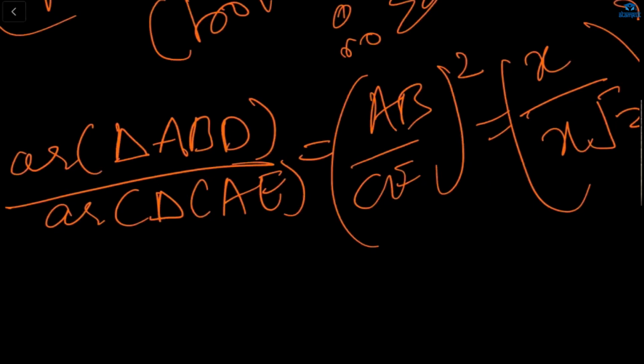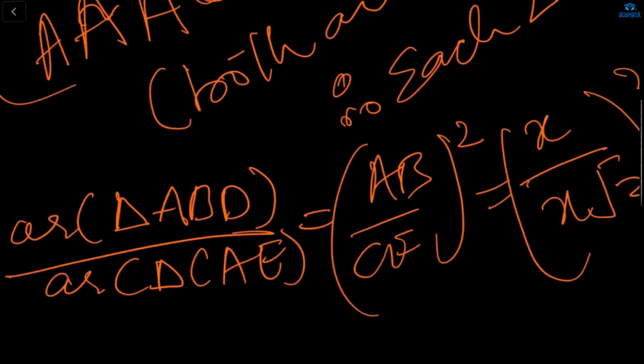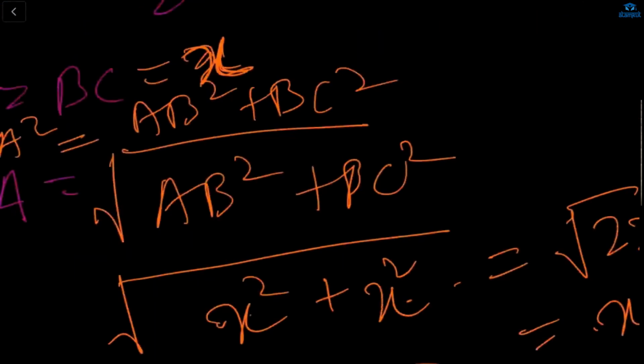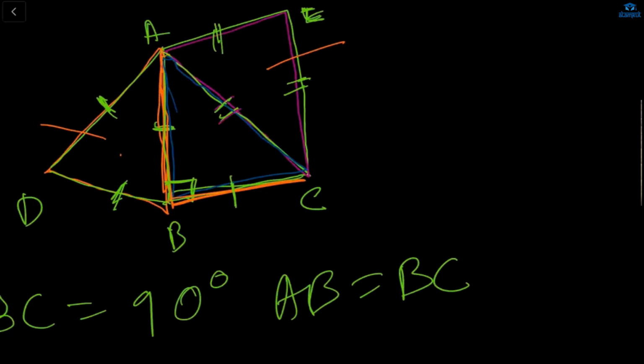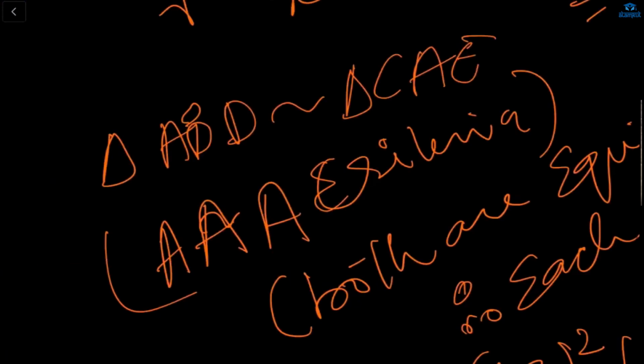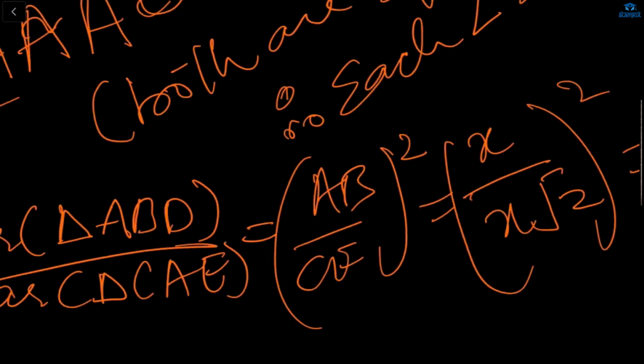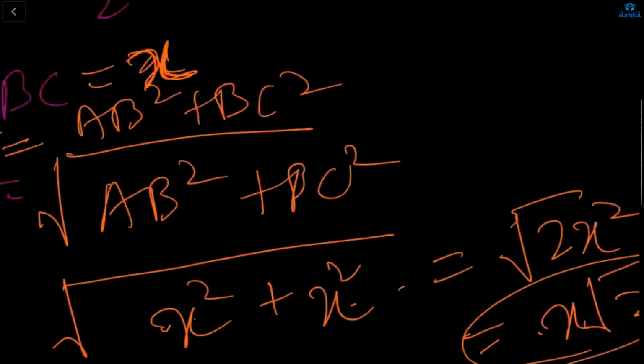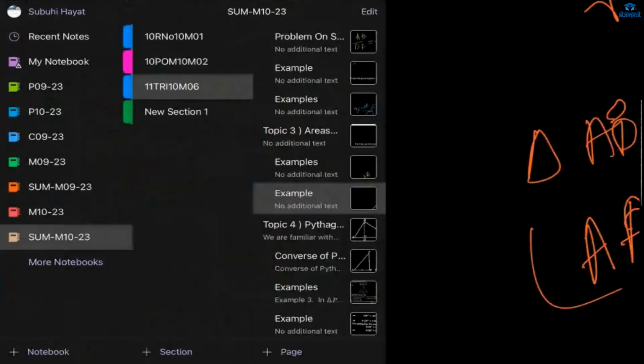First we proved that both the triangles are similar. Once we proved they are similar, we come to know the ratio of the side AB by CE, the value of AB by CE. And we have found the value of AC here, and we have assumed the value of BC here. Now we are finishing this area of the triangle here only. Now we'll move to the Pythagoras theorem of triangle.